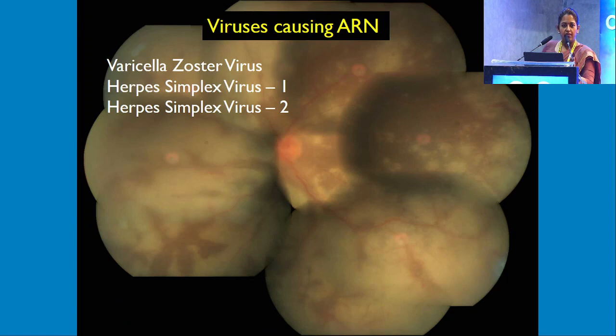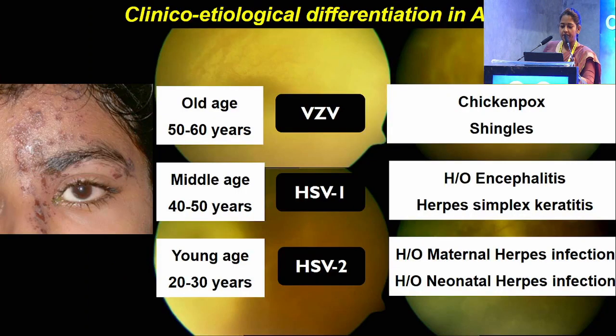As it is caused by viruses, as the name suggests, the most common virus being the varicella zoster virus, followed by herpes simplex virus 1 and herpes simplex virus 2. Rarely, Epstein-Barr virus and cytomegalovirus have also been associated with acute retinal necrosis. Now, these are the 5 viruses. There are few case reports that a non-viral cause of acute retinal necrosis is Toxoplasma gondii. So, that should also be kept in mind.